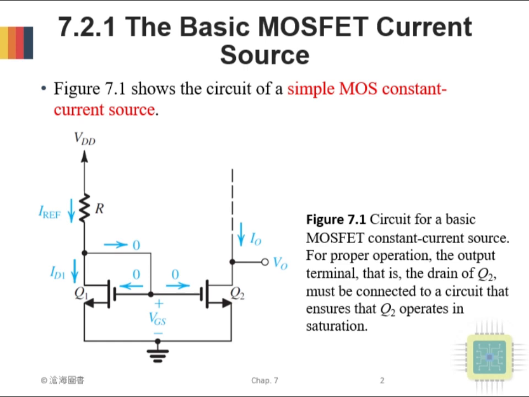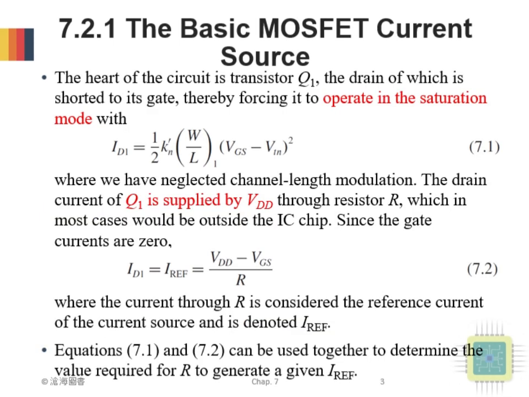For proper operation, the output terminal, that is, the drain of Q2, must be connected to a circuit that ensures that Q2 operates in saturation. The heart of the circuit is transistor Q1, the drain of which is shorted to its gate, thereby forcing it to operate in the saturation mode with the drain current equation, where we have neglected channel length modulation.